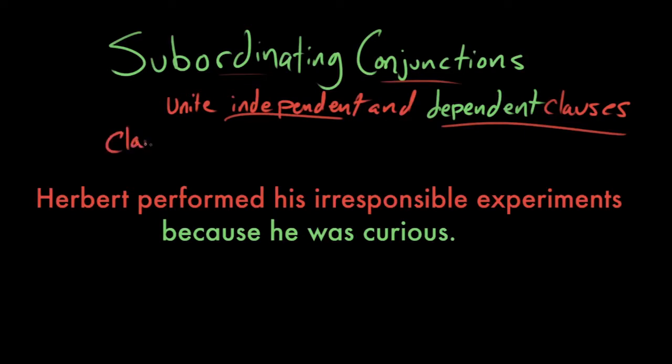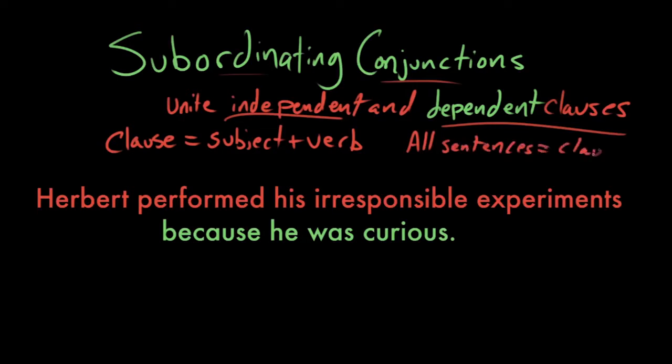What is a clause? A clause is just a language chunk that has a subject and a verb. All sentences are clauses, but not all clauses are sentences. I'll write that down. It's possible to have something that has both a subject and a verb that doesn't stand on its own, and that's a dependent clause. We'd call that a sentence fragment.